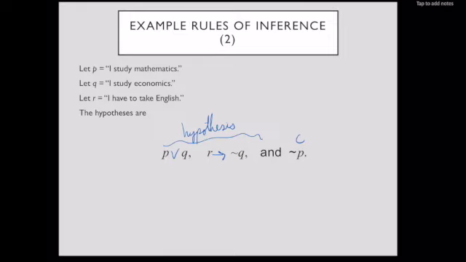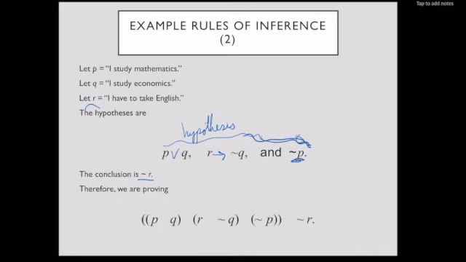Okay, therefore what we have to prove is, so these are my hypotheses, sorry. I do not study mathematics, that's our last hypothesis. Our conclusion is not R, which is therefore I do not have to take English. So I need to prove P or Q and R implies not Q and not P implies not R. Okay? And we're going to do this using our rules of inference.